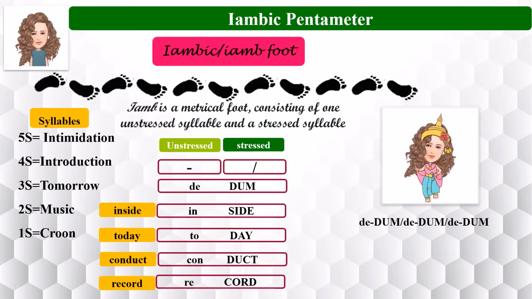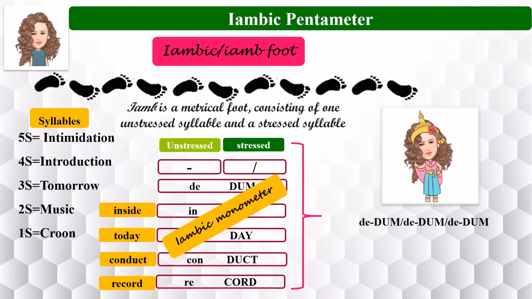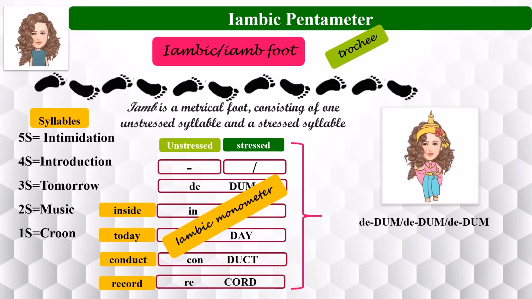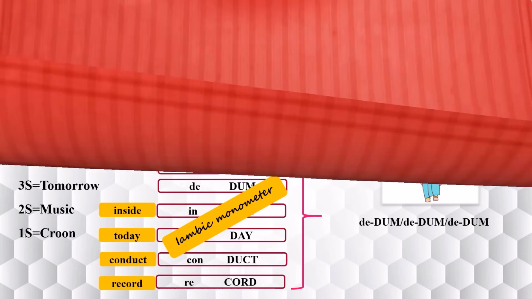You can say that these are examples of iambic monometer. Didn't know that, right? Now, you also must be thinking that iambic is the only metrical foot. No, there are others as well, such as trochee, dactyl, anapest, and spondee. We will be talking about these in another video in detail. Now let's talk about pentameter.